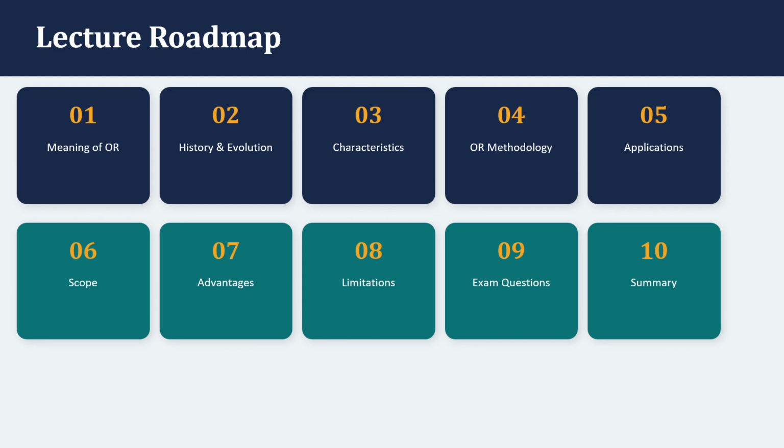So this is the roadmap to our lecture today. Let's quickly look at what we are going to cover. First, we are going to understand the meaning of operations research. Then we'll discuss the history, characteristics, methodology. After that, we will explore the applications in business and daily life. And then we will be looking at the scope, advantages, limitations, and some important examination questions.